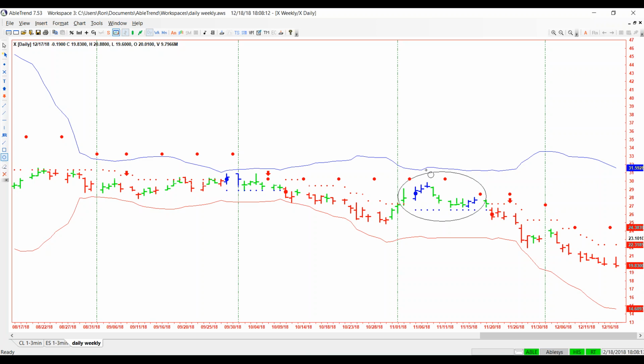Obvious no trade zone here. Red dots above, blue dots below. The software's telling us it's too risky. Don't take that trade. It's going to go sideways. That's exactly what happened. Now, really, really beautiful triple confirmation sell signal here.